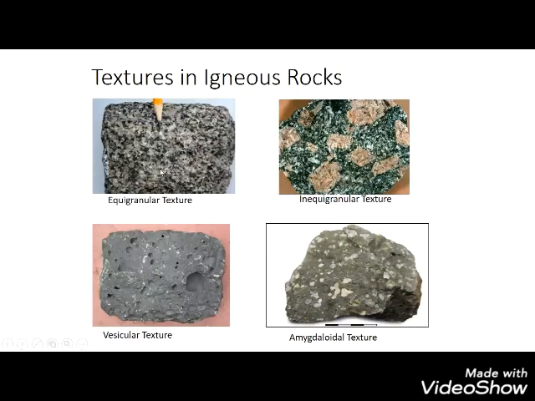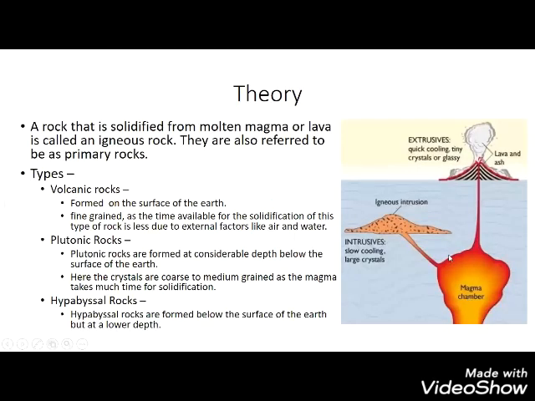Now discussing the textures. If we go back to the slide, if the rock solidifies deep below the surface of the earth, it will get ample time for solidification. So the crystal grains will be very big, which means the grain size will be visible to the naked eye. But when it is solidifying on the surface of the earth, because of the atmospheric presence of water and air, it will solidify immediately. So it will be very, very fine grained and the grains will only be visible under a microscope.